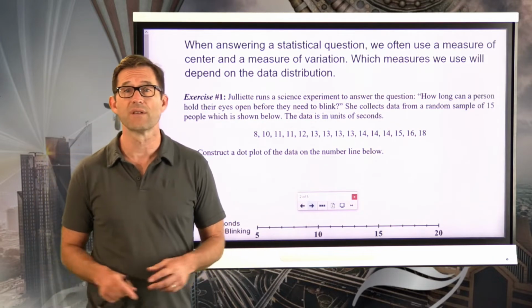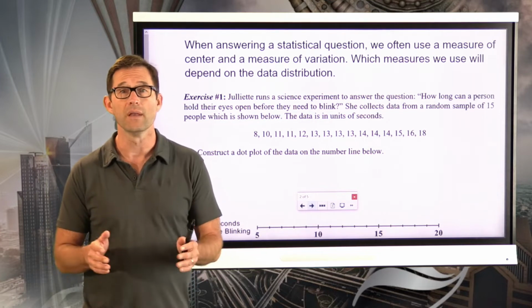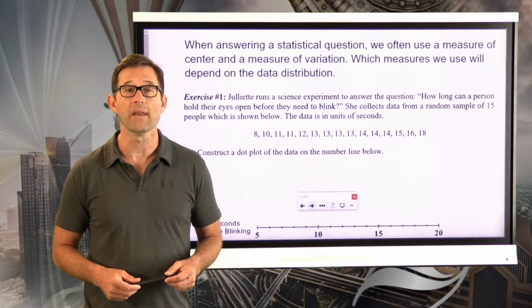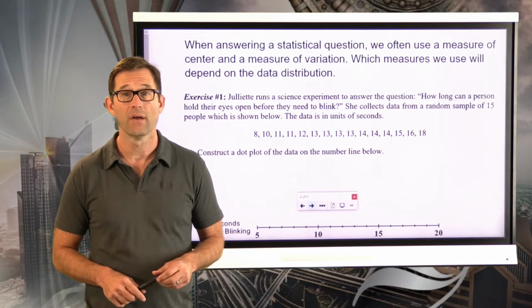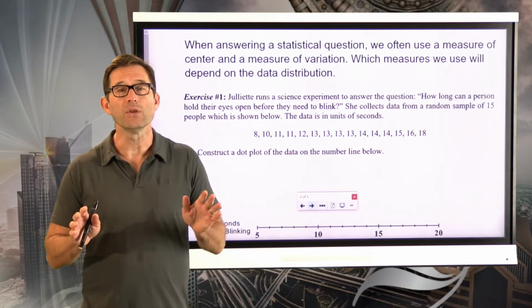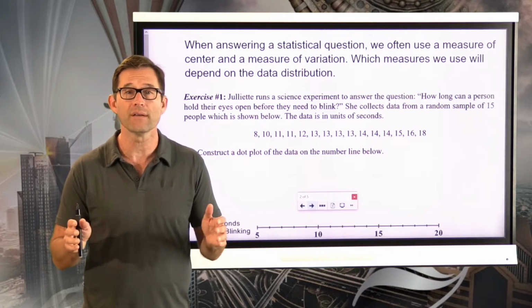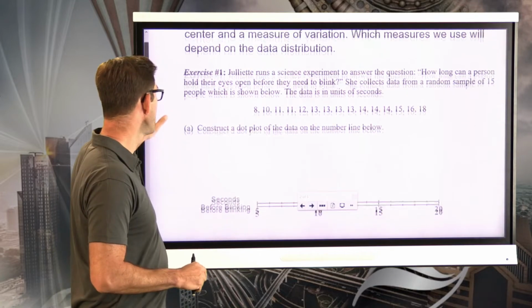Now, when we answer a statistical question, we often use a measure of center, like the mean or the median, and a measure of variation, like the interquartile range or the mean absolute deviation, aka the IQR and the MAD. Which measures we choose to use really depends on how the data in our data set is distributed. So let's take a look at that in exercise number 1.